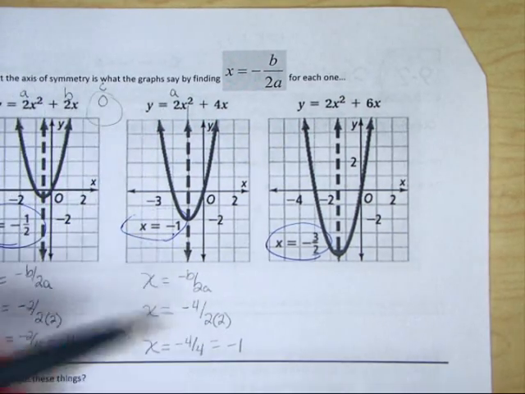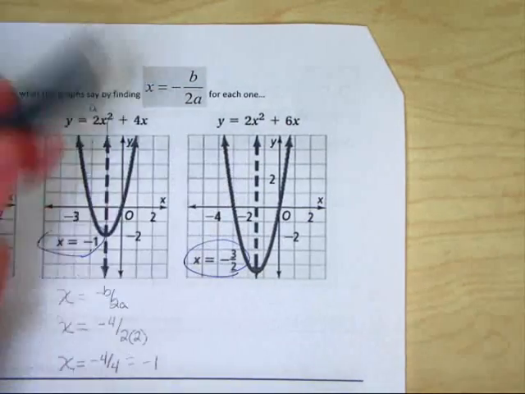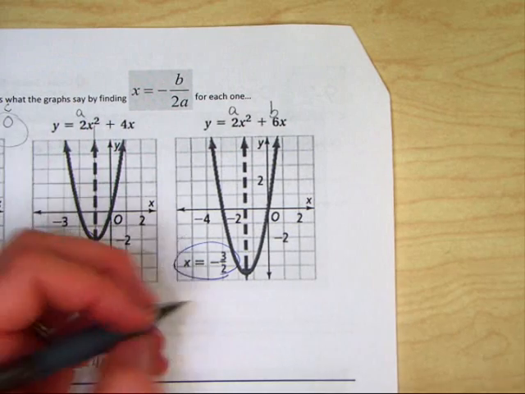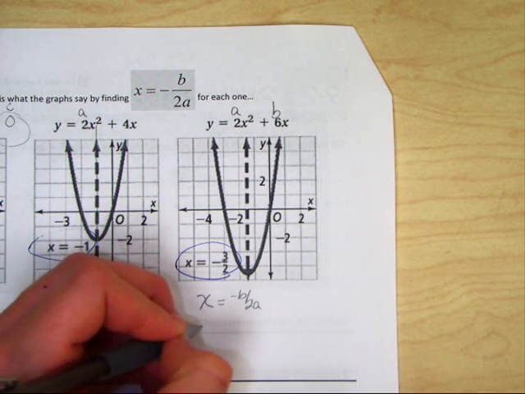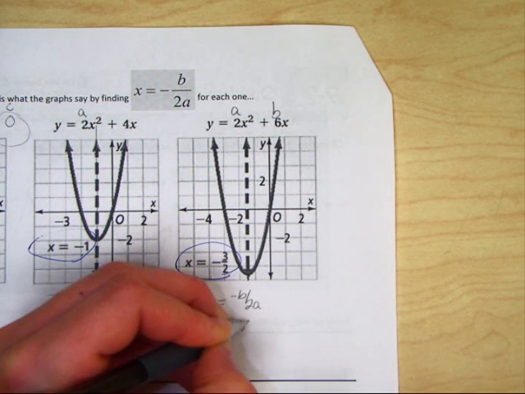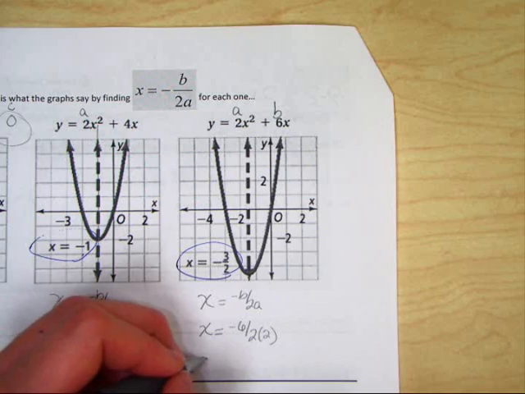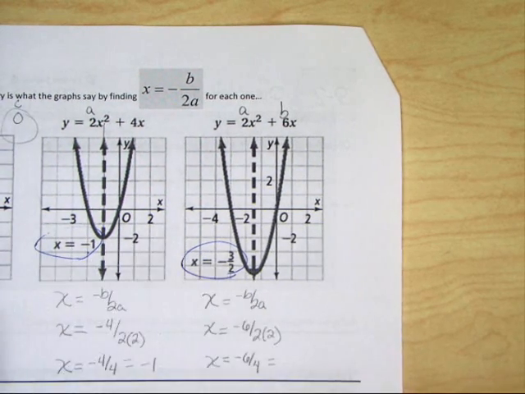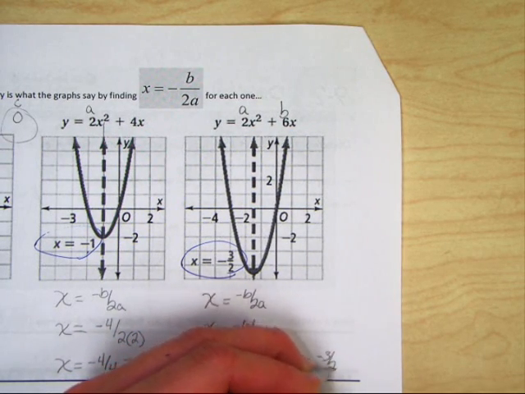That proves that our formula is correct. Let's go ahead and check one more time. Here's the graph. A this time is 2, B this time is positive 6. So when I do x equals negative b over 2a, I do x equals negative 6 over 2 times 2, because a is 2. That's x equals negative 6 over 4. Make sure you always reduce. That's x equals negative 3 over 2.